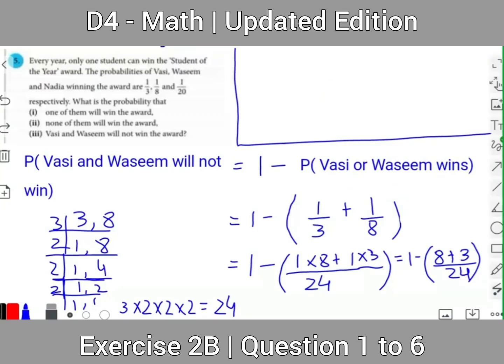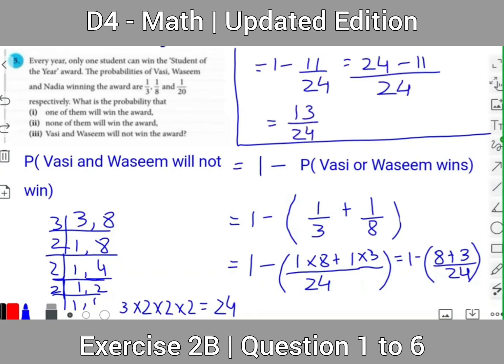Now we have 1 minus 11 over 24, and it will be equal to 24 minus 11 over 24. And after subtracting, we will get 13 over 24. So the probability that Wasi and Wasim will not win will be equal to 13 over 24.